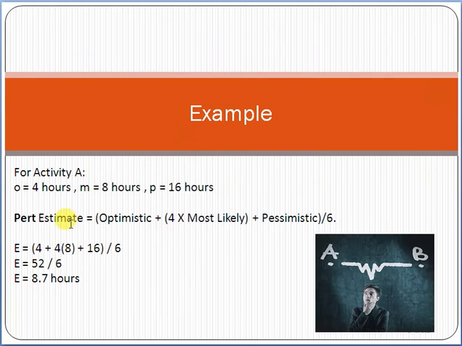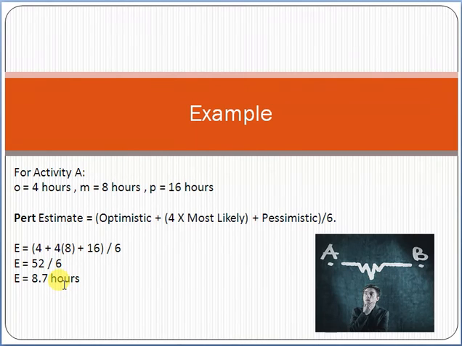Remember one thing, that PERT, or Program Evaluation Review Technique, is the estimation technique to get the estimates of a task, and the formula is optimistic plus 4 times most likely plus pessimistic, divided by 6. This is the formula of the Program Evaluation Review Technique, or PERT. So now we just put the values here. Optimistic 4, plus 4 times 8, plus 16, divided by 6. So 52 divided by 6, and 8.7 hours is the PERT value.